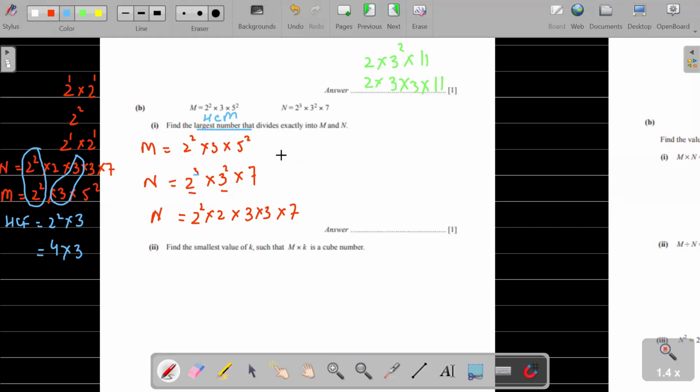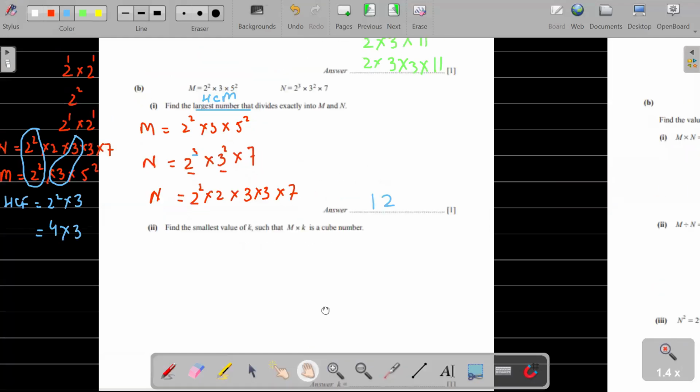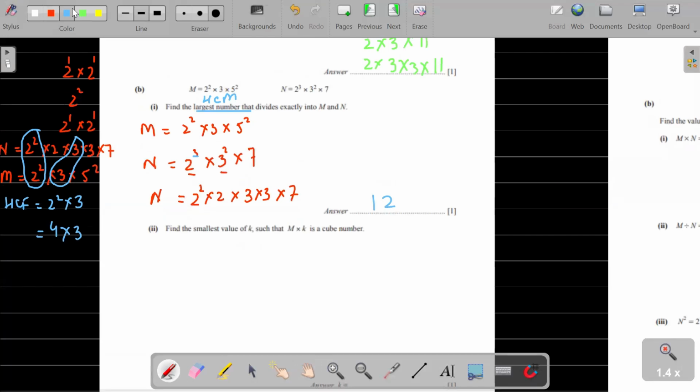So 12 is my highest common factor, which is going to divide these two quantities exactly. Now the next part says: find the smallest value k such that m times k is a cube number. Okay, let's write m. First, I will write the factors of m. M is 2 raised to power 2 times 3 times 5 raised to power.